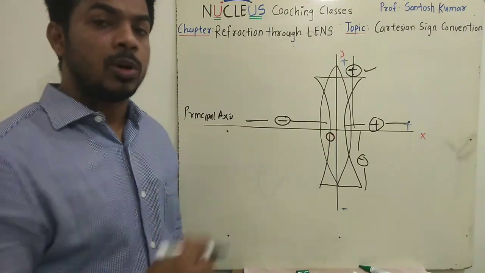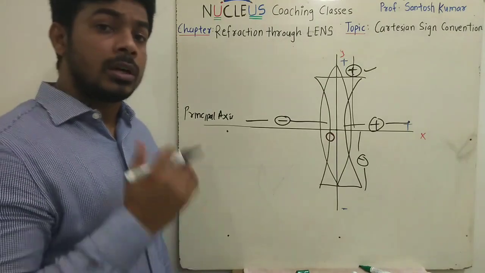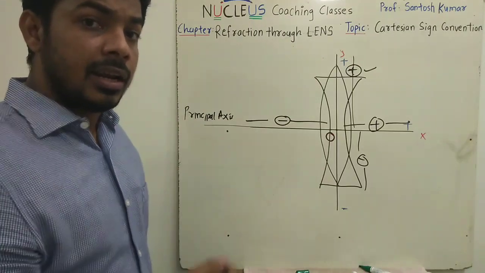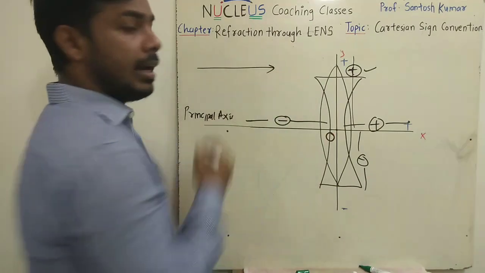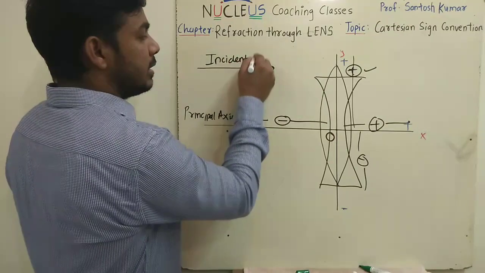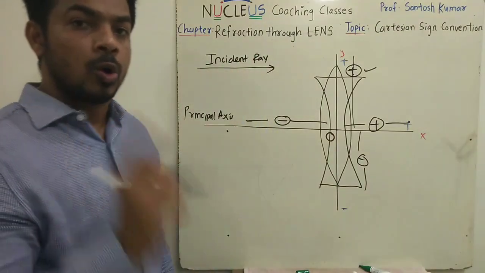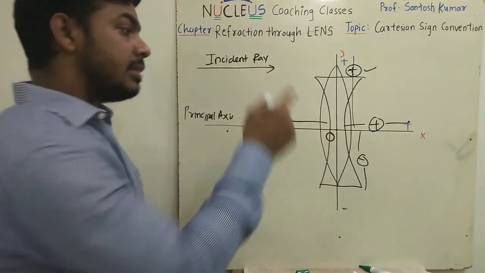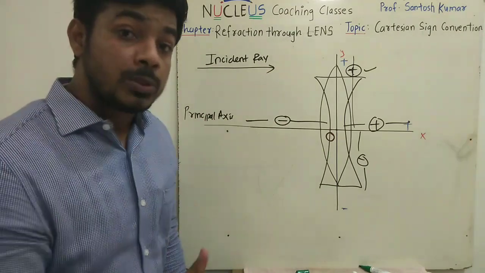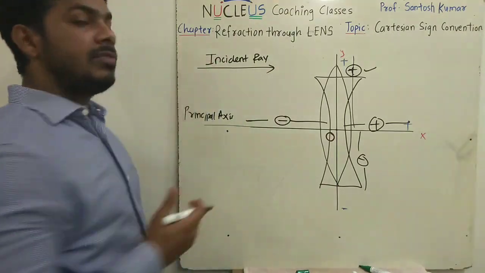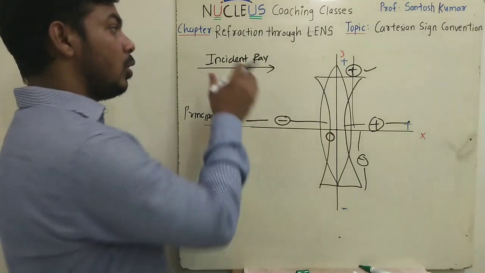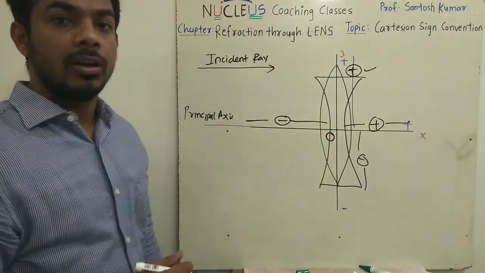And a very important point I am talking about: if I talk about construction of an image through a lens, every incident ray was always drawn from left to right. That means this will be considered as the direction of incident ray. So remember, incident ray will always be traveling from left to right, that is in the direction of positive x-axis. This will be the standard incident ray. That means object should always be kept on the left hand side of the lens, or you can call it object kept in front of the lens, because the incident rays are always traveling from left to right.